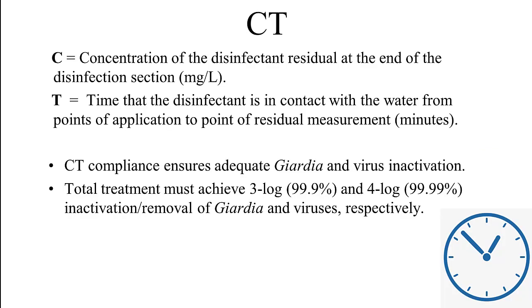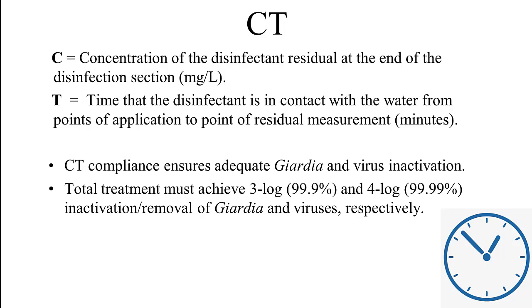A critical component of disinfection is CT. C is the concentration in milligrams per liter of the disinfectant residual at the end of the disinfection section, and T is the time in minutes that the disinfectant is in contact with the water from the point of application to the point of residual measurement.